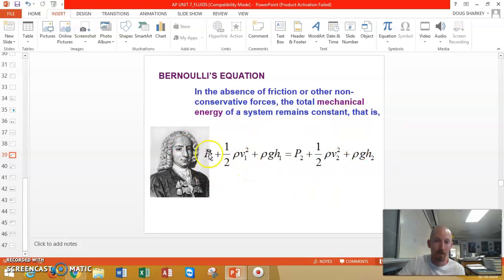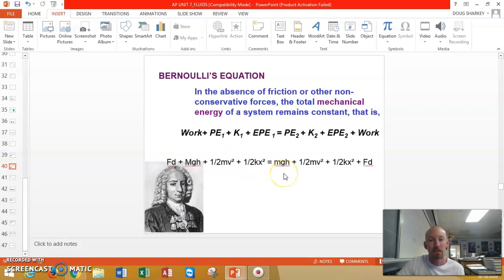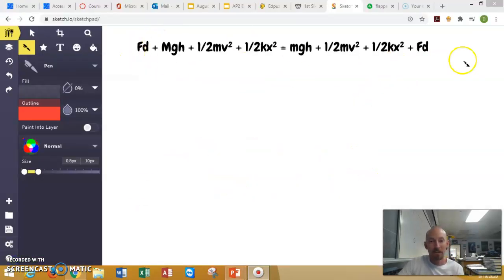Okay. Once again, this P is pressure. This is density. This is velocity. This is height. So you kind of see where that's coming from. This looks a lot like mgh, right? This 1/2 rho v squared looks a lot like 1/2 mv squared. Okay? So how do we get there? Well, we start with this, right? Okay, so here's our equation, right, guys?